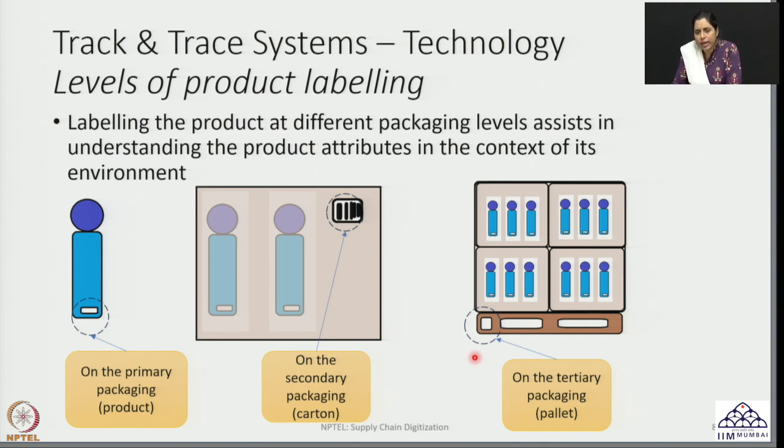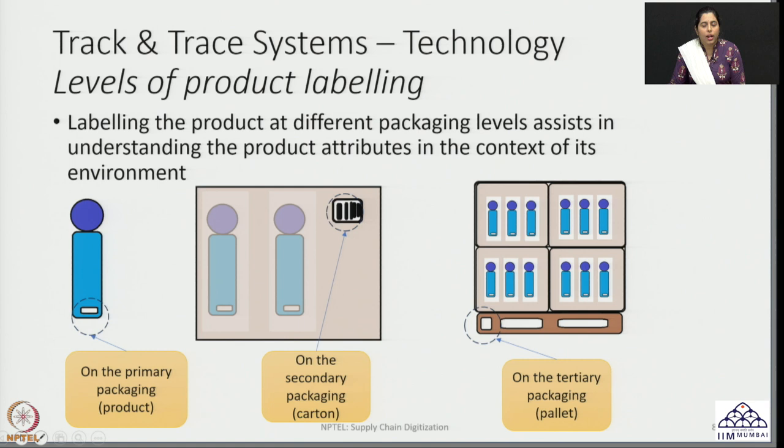And as you can think, this kind of labeling can be applied onto a container, onto the ship, onto the vessel, or onto the vehicle which is moving. So we can apply these labels and these QR codes or barcodes or RFID tags at different levels of the product, basis what kind of packaging it is actually embedded within.